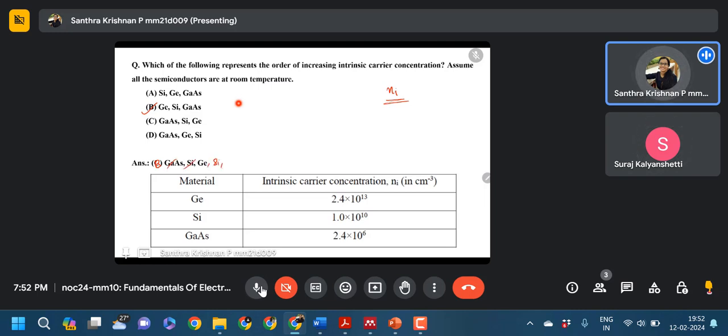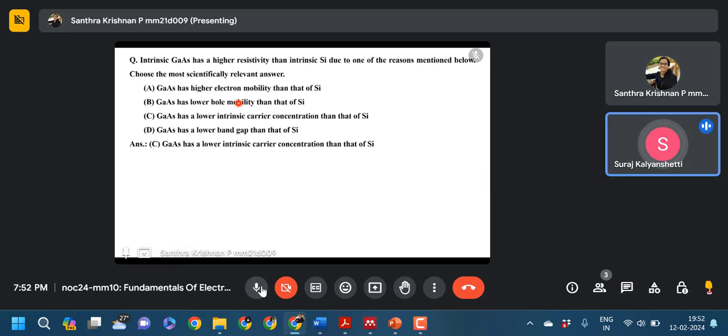Germanium, silicon, and gallium arsenide. Since these are only three, if you don't remember, at least for silicon, from problems we all know it's always 10 power 10. We remember that by heart. So we only have to search for silicon in between. Yeah, got it.